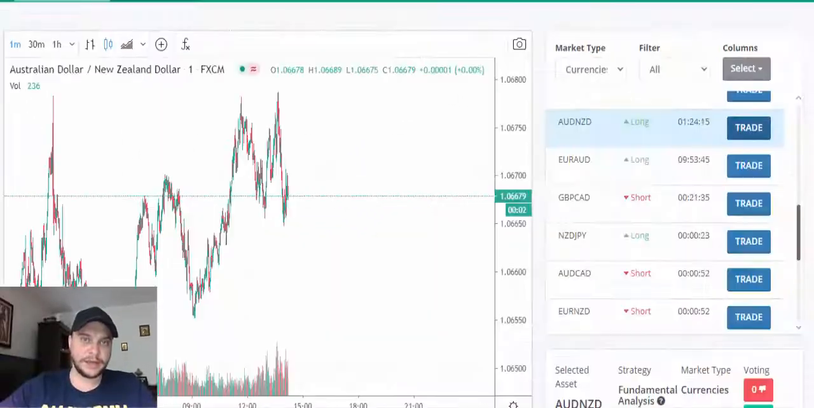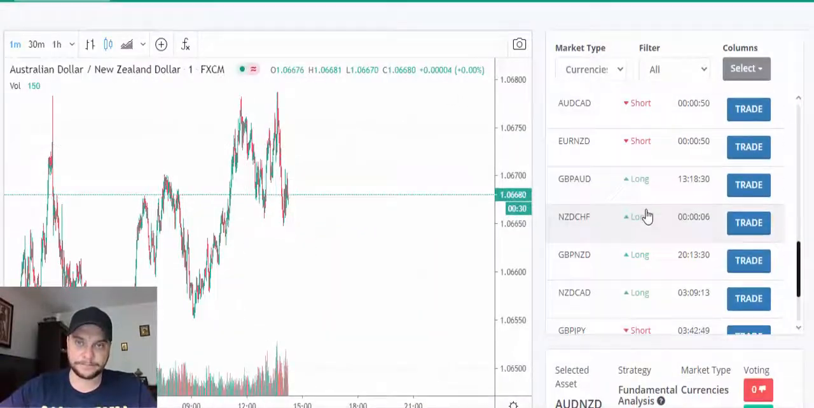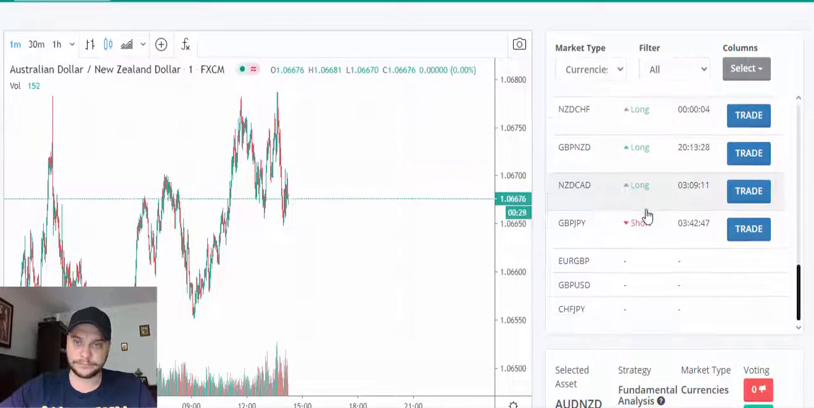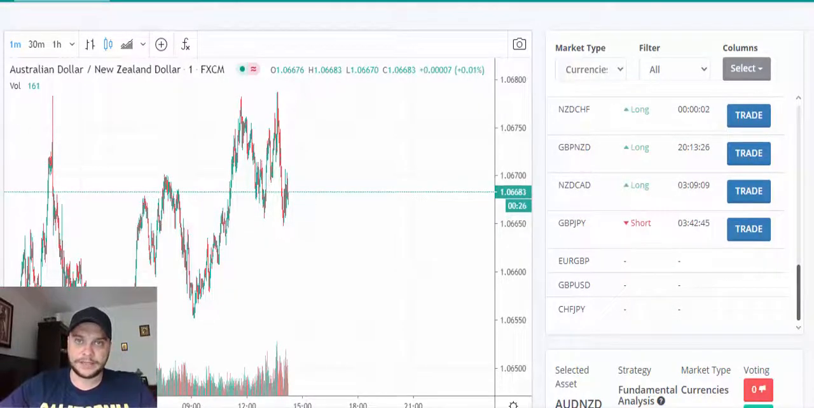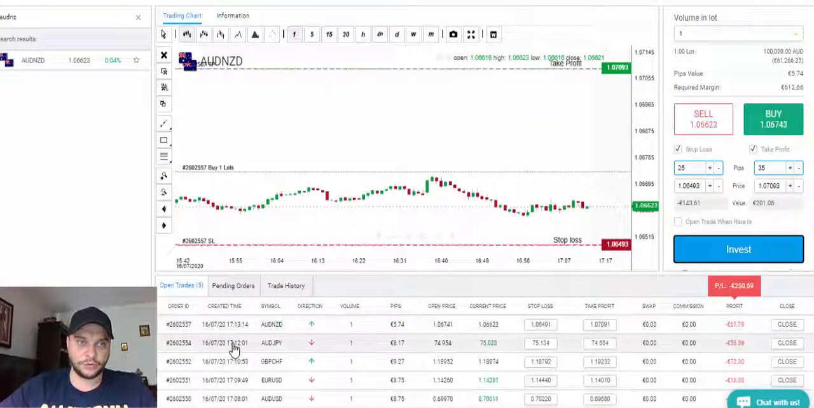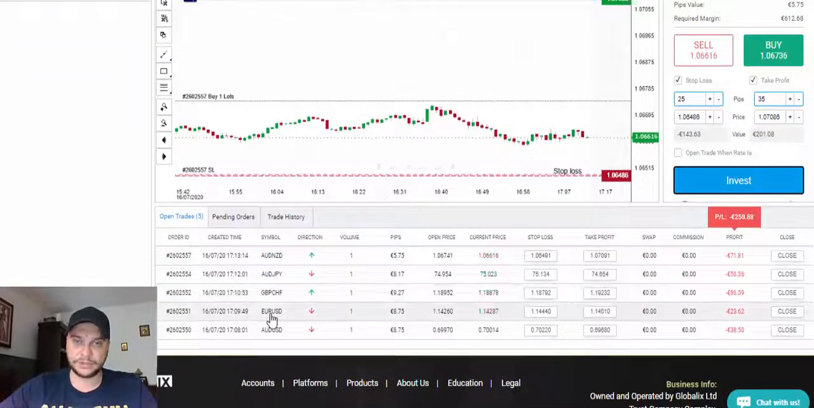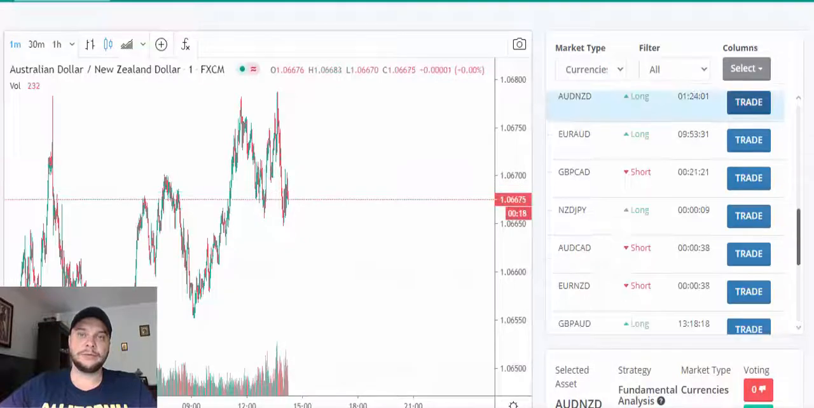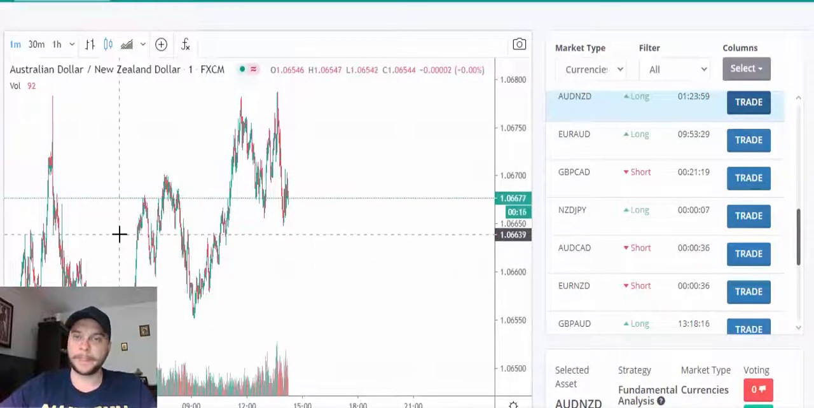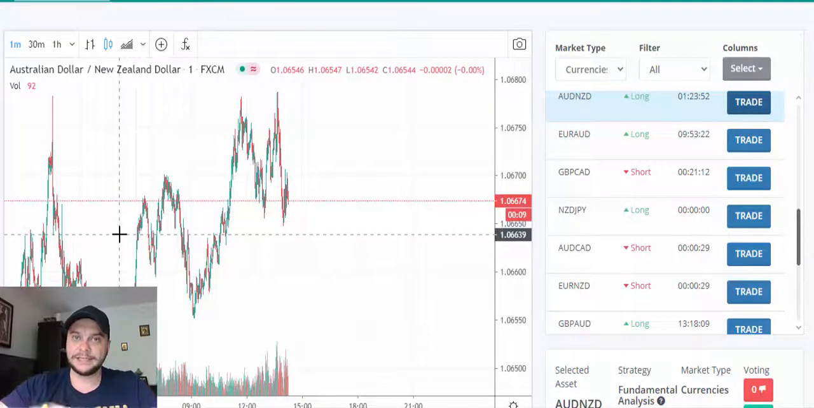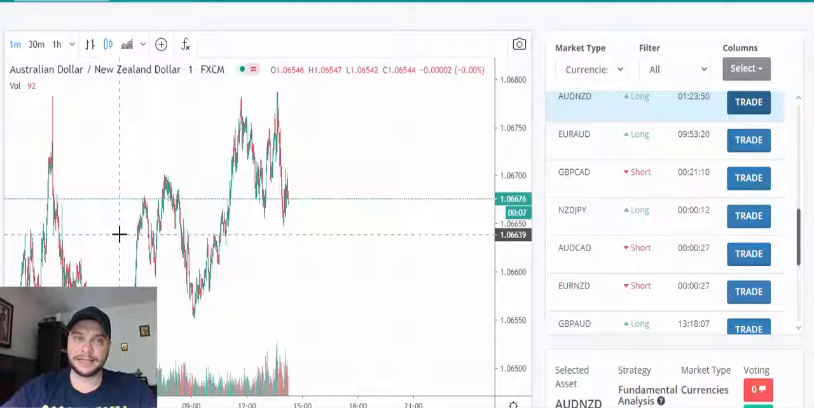Let's see if we find another one. No, I think that's it. So we have 1, 2, 3, 4, 5 trades placed. I think it is enough for the moment. Let's see what will happen with these trades. As you can see, it is very easy to place trades using FX Autobot trading software.